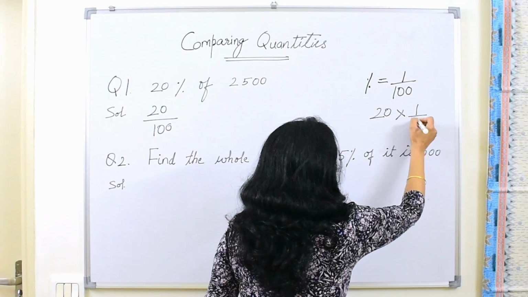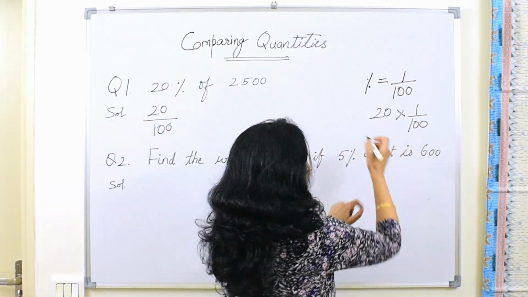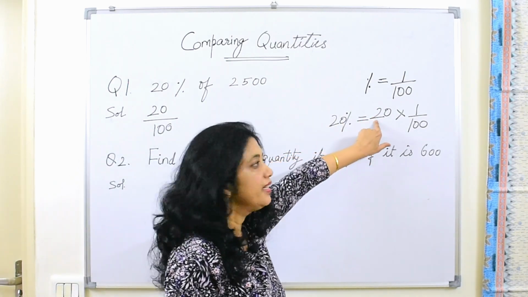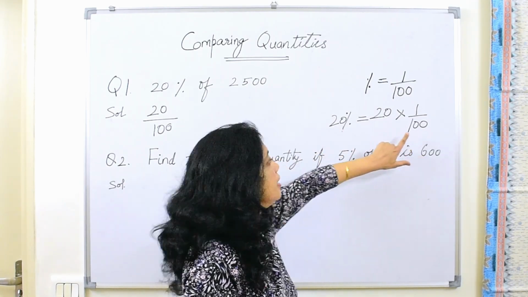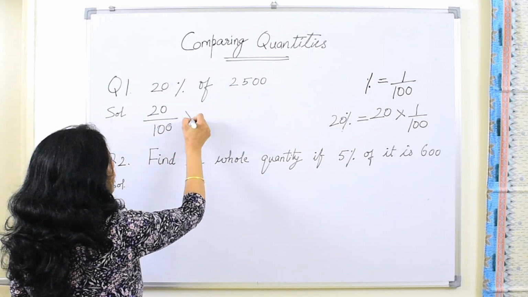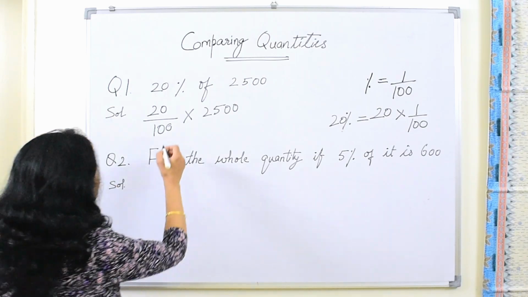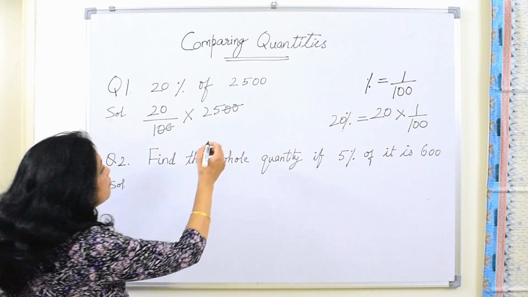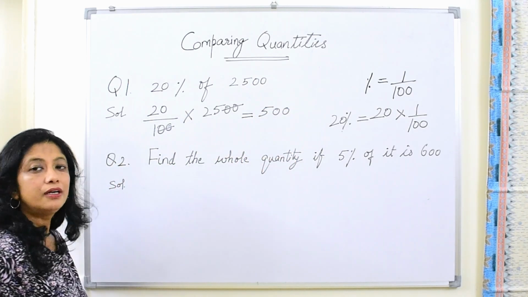20 multiplied by 1 by 100. 20% means 20, and instead of the percentage sign we have written 1 by 100, which means 20 out of 100. So 20% means 20 out of 100 of 2500. So now we will solve this. We cut these zeros. We will multiply 20 with 25. What do we get? 500. So this is our answer.